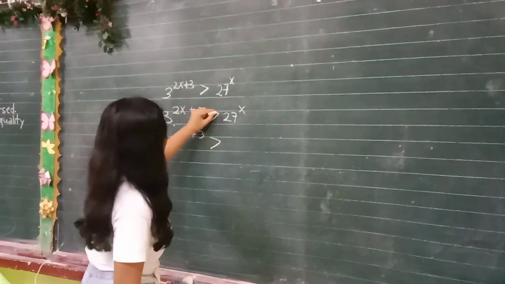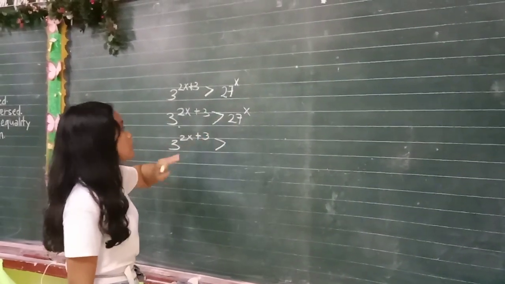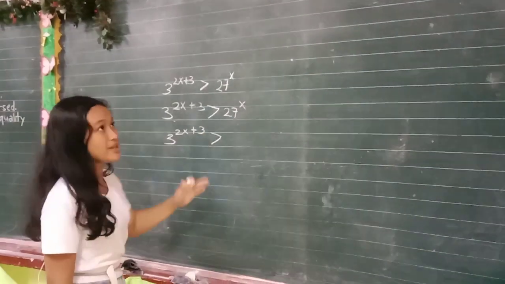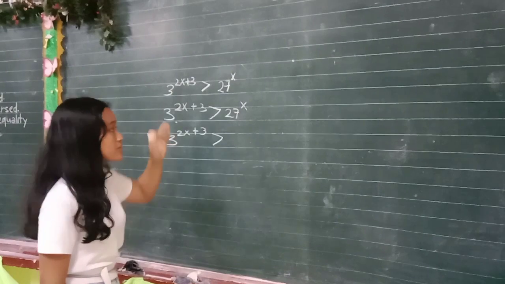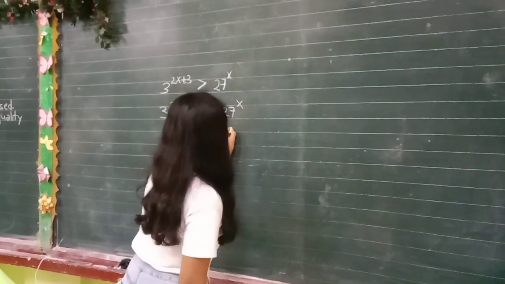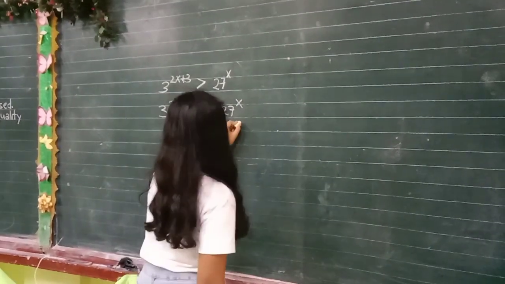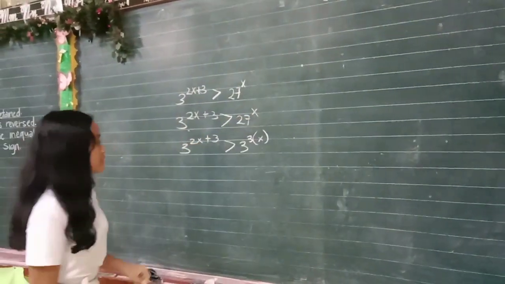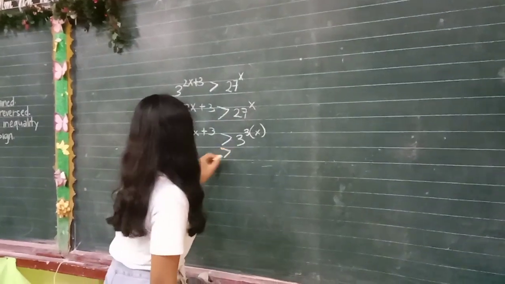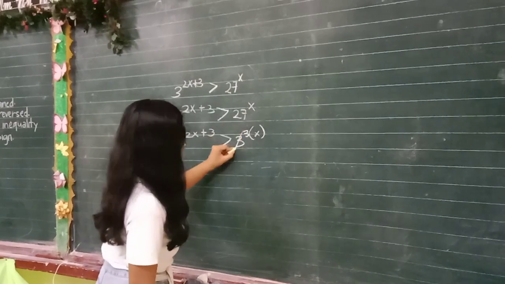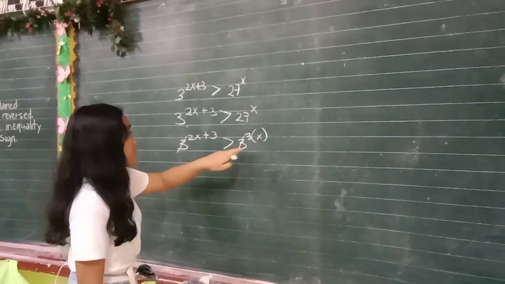Then, we rewrite the 27 in terms of base 3. 3 times 3 times 3 is equal to 27. So, it becomes 3 raised to the power of 3 and x, because there is an x there. Next, we eliminate the bases since they are the same.